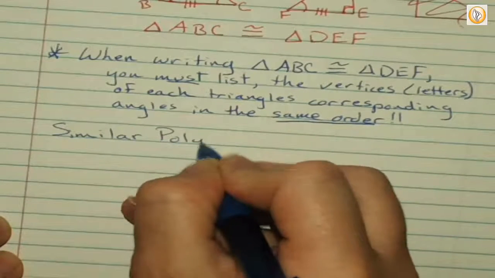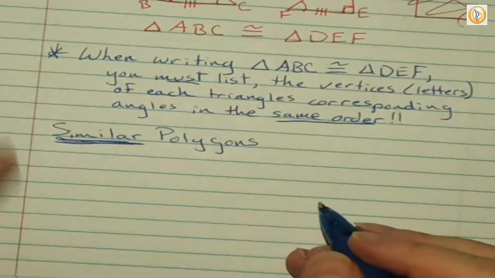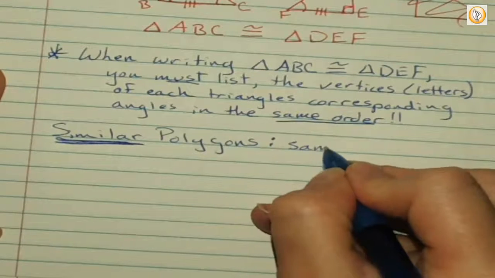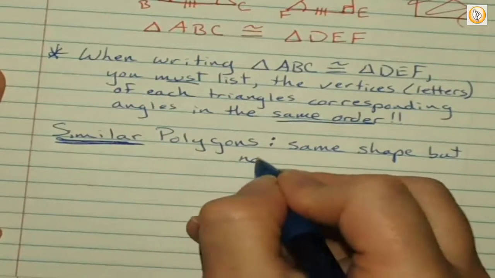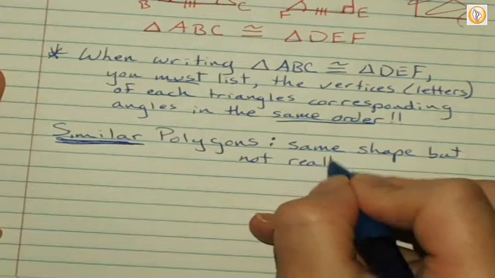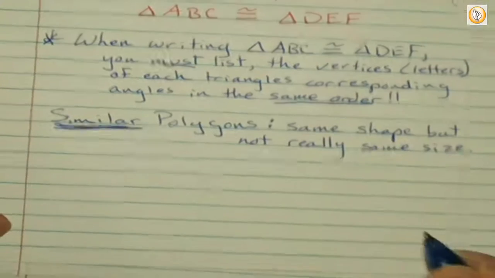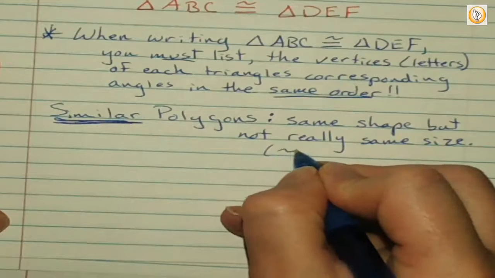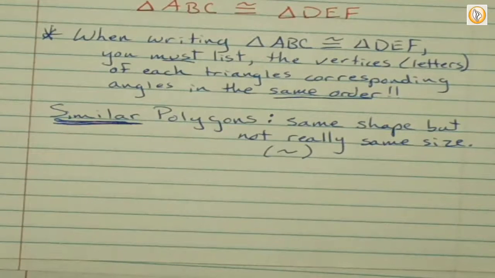Similar polygons. Okay, we talked about congruent polygons. Now we're talking about similar. Similar has the same shape, but not really the same size. The sign for that is one squiggly line, not the parentheses. That's just showing you. So it's just a tilde.